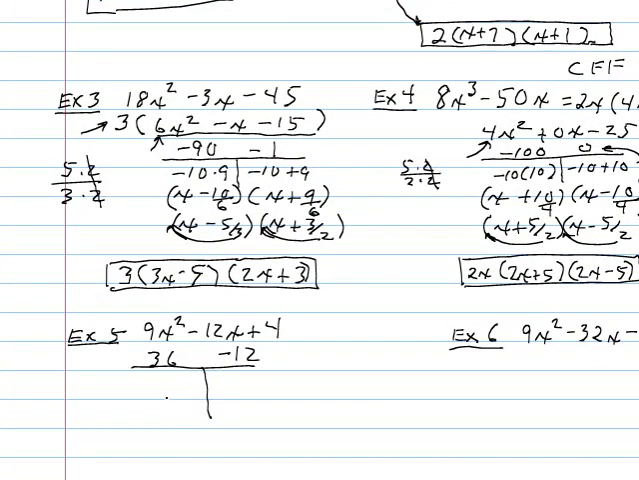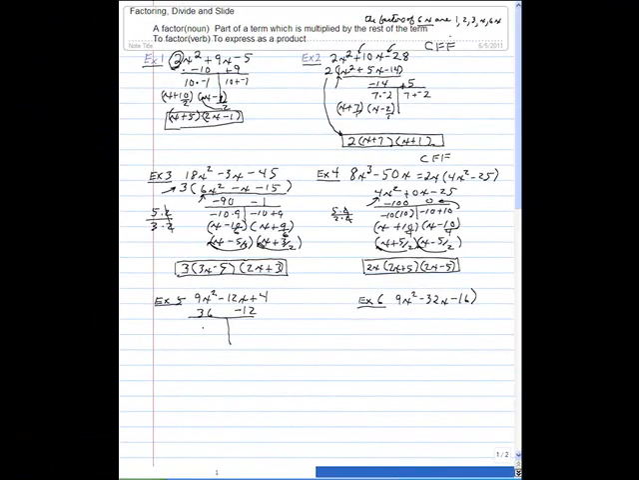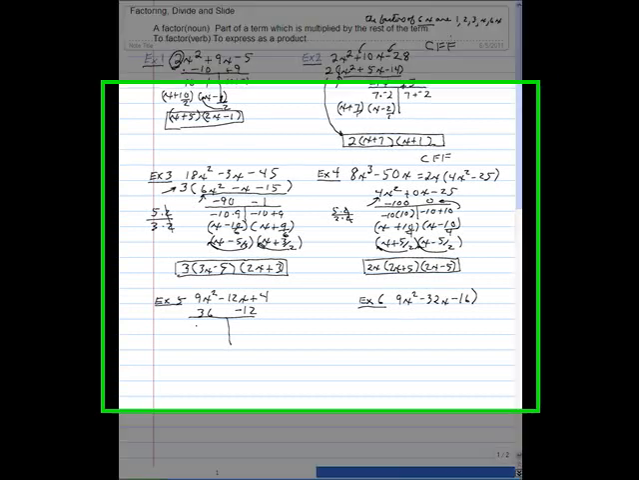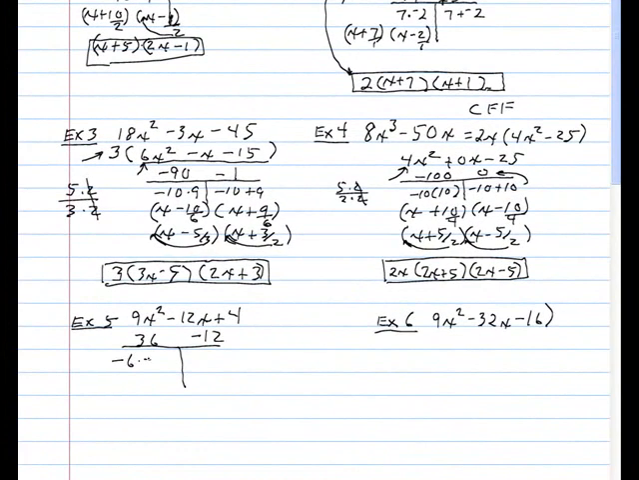Let's see. 9 times 4 would give you 36, but 9 plus or minus 4 wouldn't give you negative 12. 6 times 6 would give you 36, and negative 6 plus negative 6 would give you negative 12. So let's try that. Negative 6 times negative 6 gives me positive 36. Negative 6 plus negative 6 gives me negative 12. And so my factors will start off x minus 6, x minus 6.